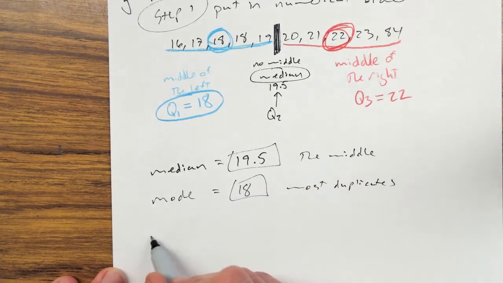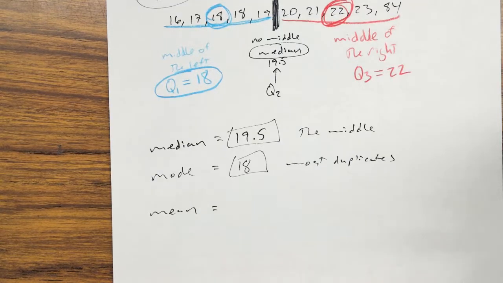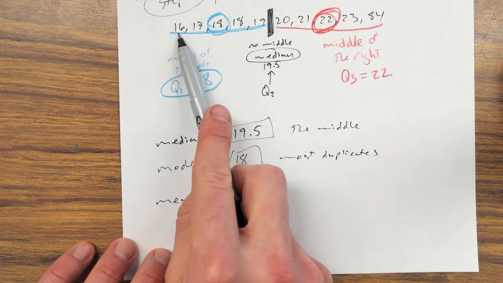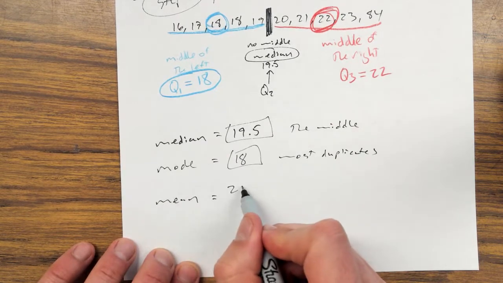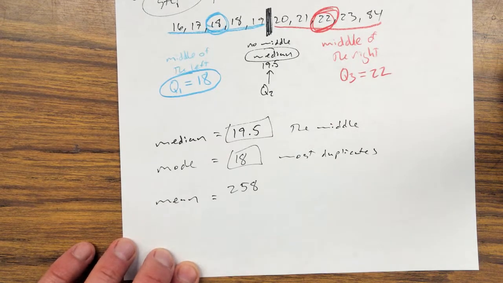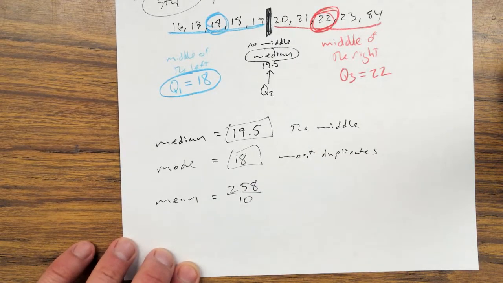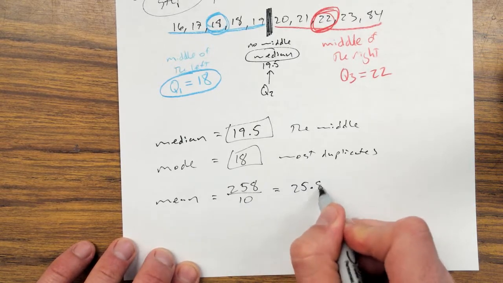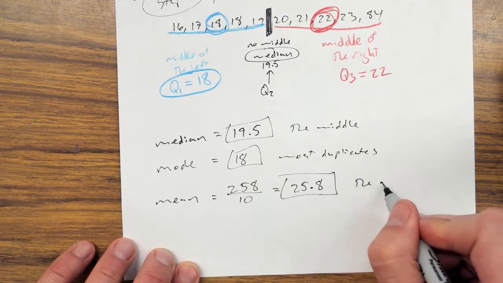And the other M was mean. To find the mean, you have to get the average of all those numbers. So you'd need a calculator, and you would add up all these numbers. Adding them all up would get 258. How many numbers are there? There are 10 numbers, so divide by 10. The average of those 10 numbers, 258 divided by 10, is 25.8. And that would be the average.